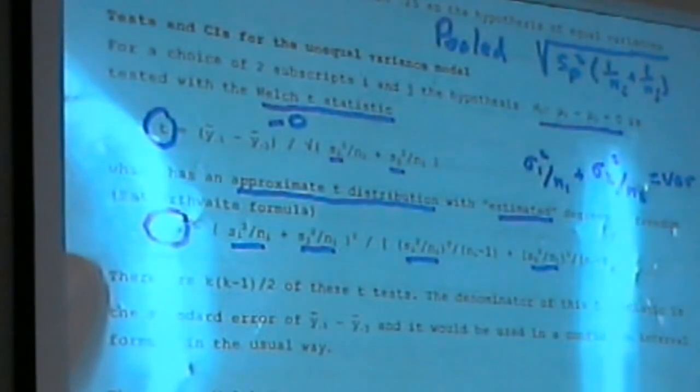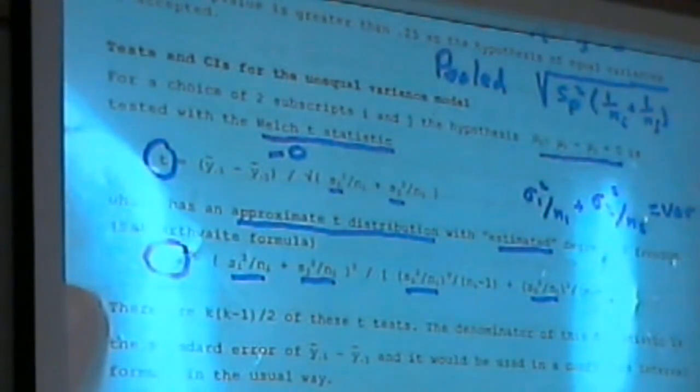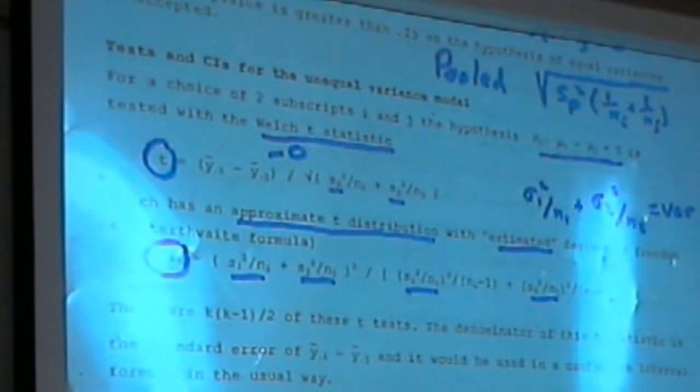The pooled t-test has degrees of freedom n_i plus n_j minus 2. So we have some other different degrees of freedom for the Welch t-test.